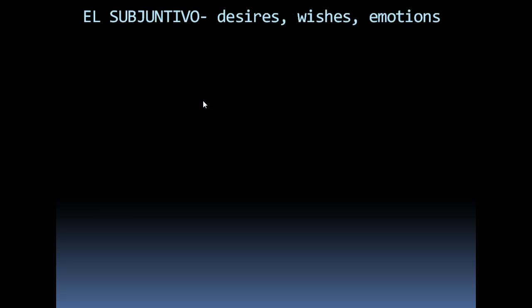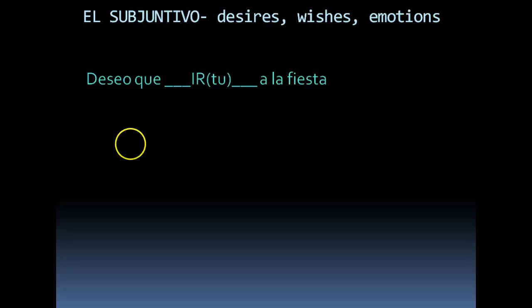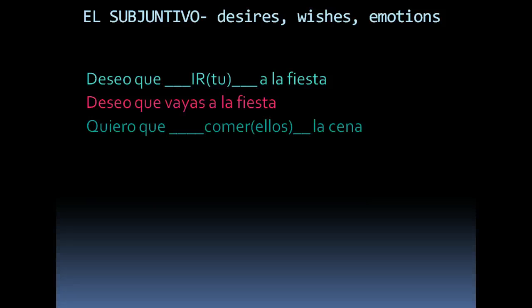All right, let's look at our next page. El subjuntivo, desires, wishes, and emotions. Let's do a practice. I desire that you go to the party, or I want you to go to the party. I want you to go, but I don't know if you're going to go. It's got to be subjunctive to say, okay, vayas a la fiesta. We've got that irregular vayas in there.